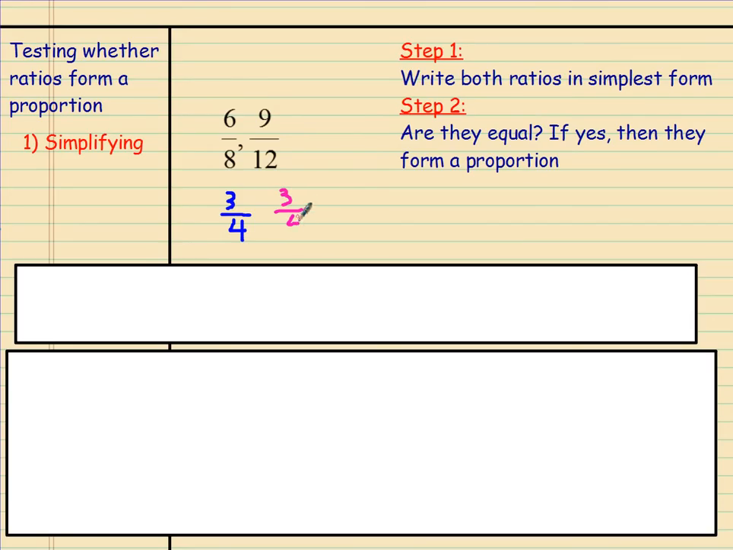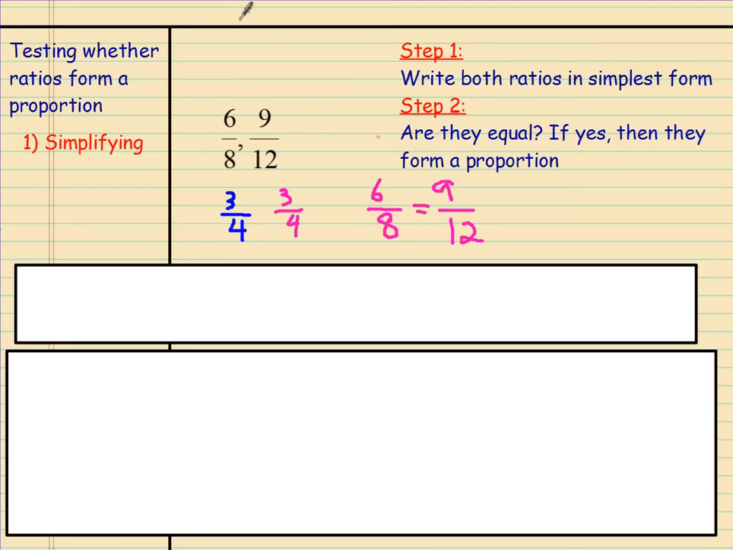And we also get 3 to 4. Step 2, are they equal? If yes, then they form a proportion. So these two are a proportion. So we can write 6 to 8 is equal to 9 to 12.